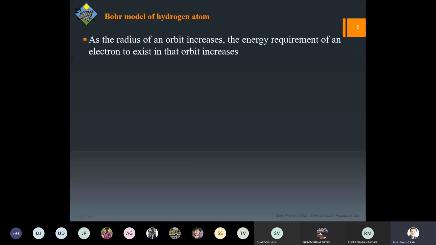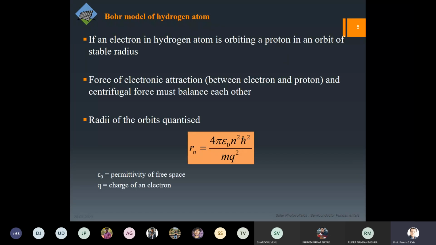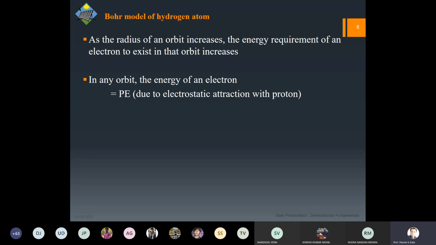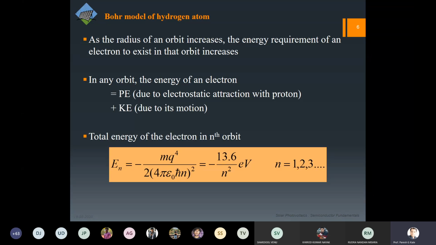Anyway, in this model, you have seen that as the radius of this orbit increases, the energy requirement will be decreasing, right? In the sense, if n is larger, then the radius is quite larger, and the energy requirement for removing that electron will be very less. So for any orbit, this energy, as I've said, is the potential energy plus the kinetic energy. So that is the attraction between the proton and the electron, and the kinetic part is due to the motion. So you can note down this particular formula.